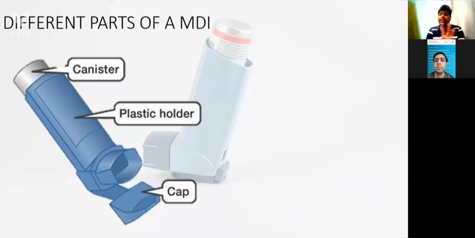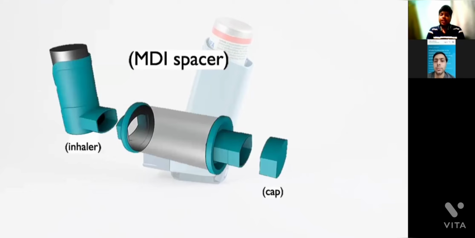So what are the parts of a metered dose inhaler? There are three parts. You can see the canister, the plastic holder, and the cap. The canister is the part which stores the drug. Then there comes the plastic holder, and the cap covers the mouthpiece. Now, metered dose inhaler is also used with a spacer. You can see the canister and the plastic holder, then the cap. The hollow cylinder between the inhaler and the cap is the spacer.